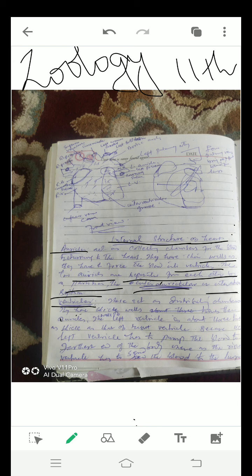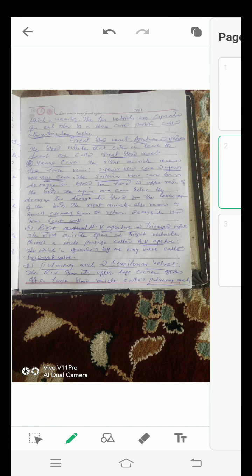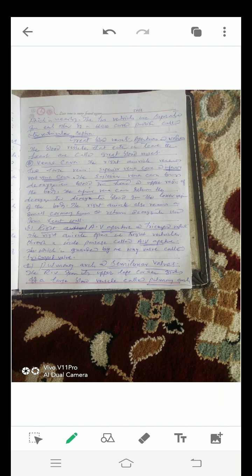Then the ventricles. These act as distributing chambers. They have thick walls. The wall of the left ventricle is about 3 times thicker than that of the right ventricle because the left ventricle has to pump the blood to the farthest end of the body, whereas the right ventricle has to send the blood to the lungs, which are nearby. The two ventricles are separated from each other by a thick curved partition called the interventricular septum.